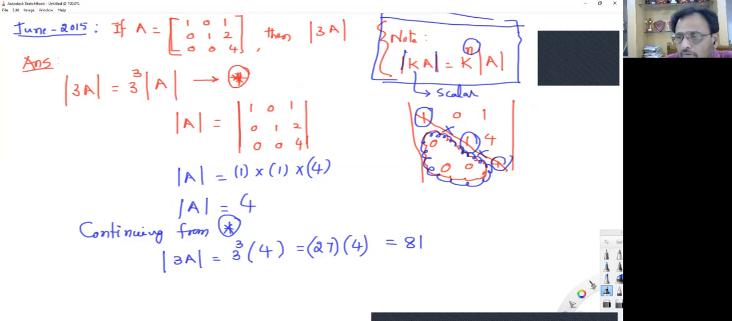If the given matrix is second order, in the place of n you write 2. If the given matrix is third order, in the place of n you write 3. If the given matrix is order 4, in the place of n you write 4, and so on. So this is the one question you can understand. June 2015, unique question it is.